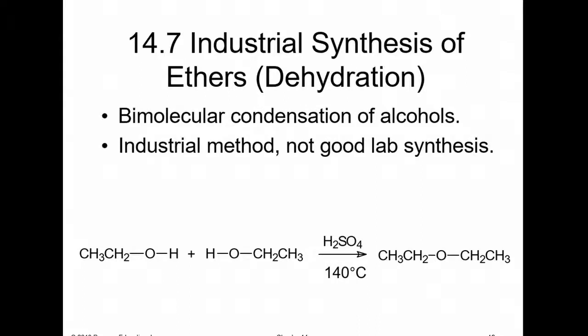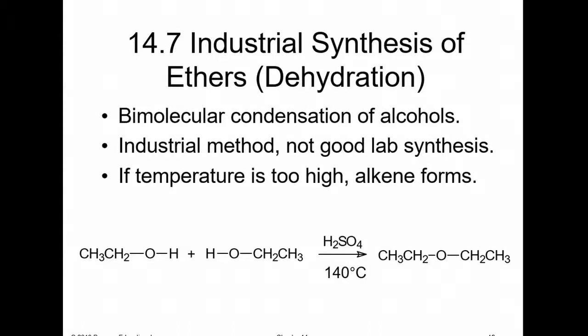It is an industrial method, not good in the laboratory. So if we were doing this on a small scale, this would not be a really good way of doing it. Heating things in acid generally is not a good way to do things. You usually have to use high temperatures. Alkenes are a side product. You can have eliminations. We've learned about dehydration of alcohols. Also, you are heating ethers at very high temperatures.